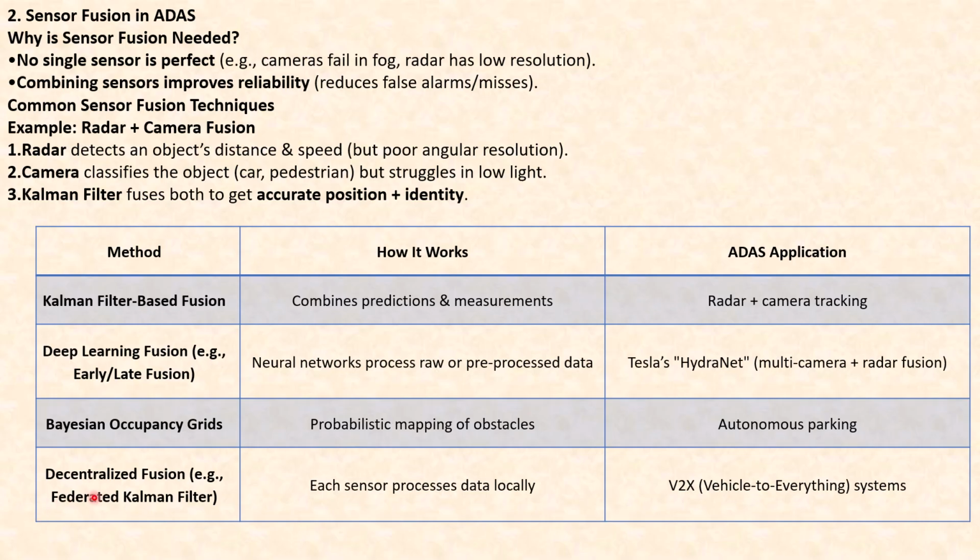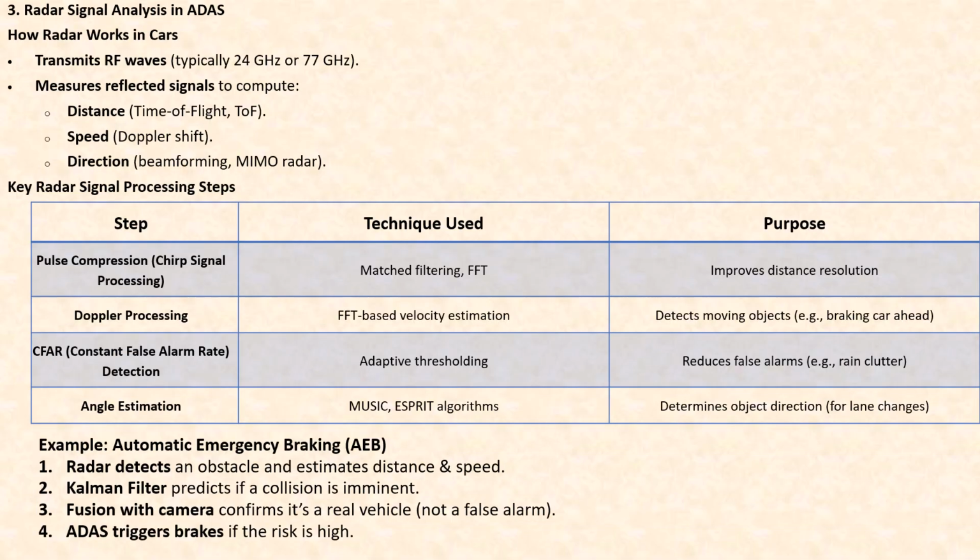Now, when it comes to decentralized fusion, for example the federated Kalman filter, here each sensor processes data locally. The main application is V2X systems. Whenever you see a sensor processing data locally, within the sensor itself, understand that the ADAS application is V2X systems. Now, let's see the importance of signal processing in elaborated manner in radar signal analysis in ADAS. Radar transmits radio frequency waves, typically 24 GHz or 77 GHz.